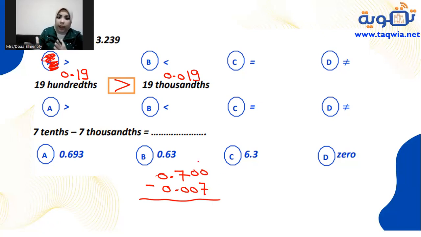0 minus 7 cannot be done. So here it's going to be 10. This is going to be 9. And this one is going to be 6. So 10 minus 7 equals 3. 9 minus 0 equals 9. And 6 minus 0 equals 6. And here the decimal point and 0. So it's 0.693. Yes, this one.